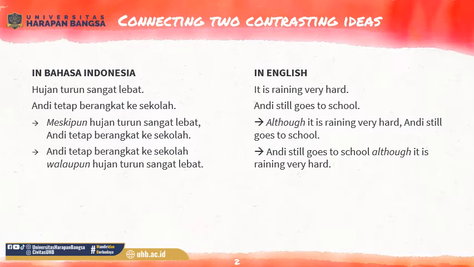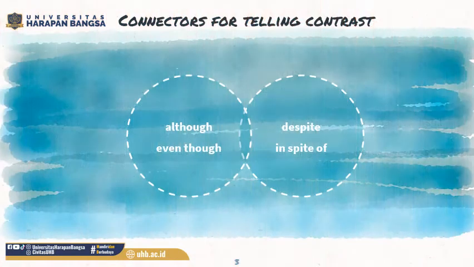Okay, so what about the other connectors? Can we use other connectors to contrast ideas? Apa kita bisa pakai konektor lain selain although untuk menunjukkan dua ide yang berlawanan? Tentu saja bisa. Let's see the next slide. Connectors for telling contrast. In English, we have several connectors or conjunctions to talk about contrast. We can have although and even though, and then despite and in spite of.